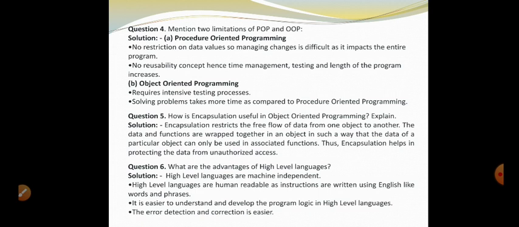Question number 6: what are the advantages of high level languages? Now, high level languages are machine independent, the first advantage. Second, high level languages are human readable as instructions are written using English-like words and phrases. It is easier to understand and develop the program logic in high level languages. The error detection and correction is easier. So, this is the advantage of using high level language.